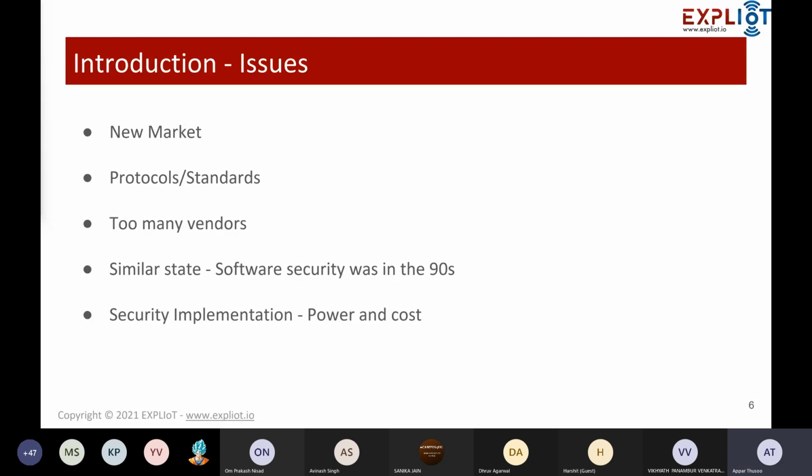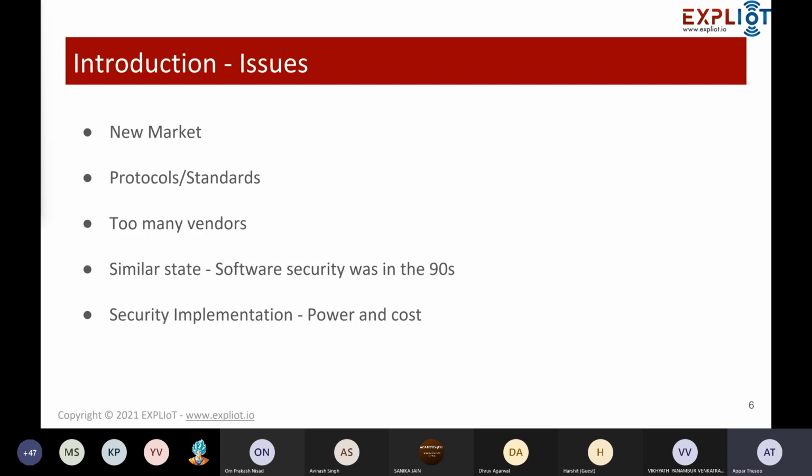Again, too many vendors. A lot of vendors are coming into the market, a lot of OEM manufacturers from the Taiwan and Shenzhen, China area, and some startups buying these off-the-shelf, ready-made devices and putting them into the market, white labeling them. So there are a lot of vendors that have crowded the IoT industry. And again, it's a similar state to how software security was back in the 90s, when hacking used to go back and forth, front, right, and center. Same as the state of IoT security right now.